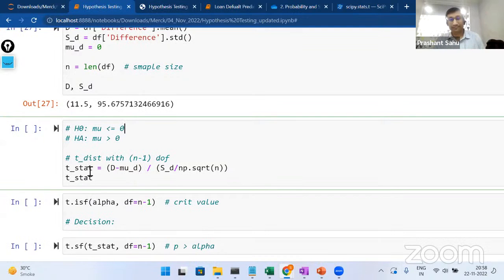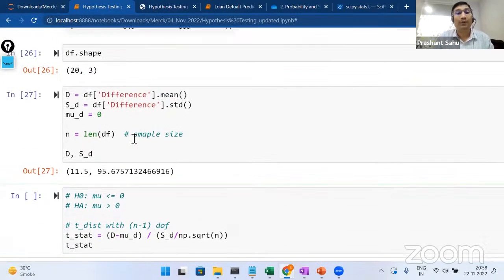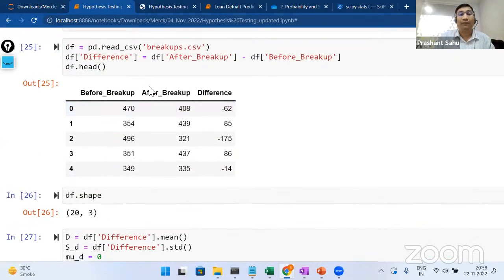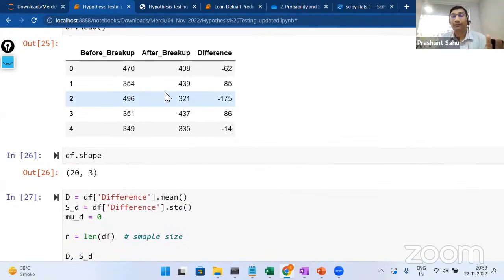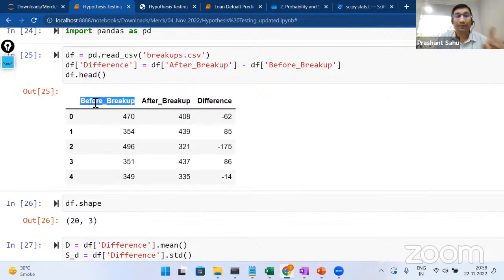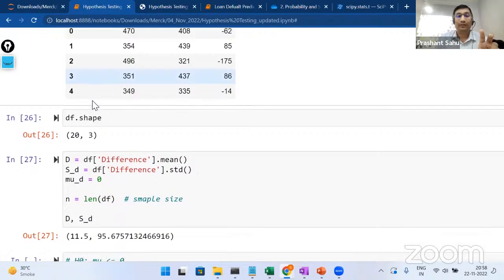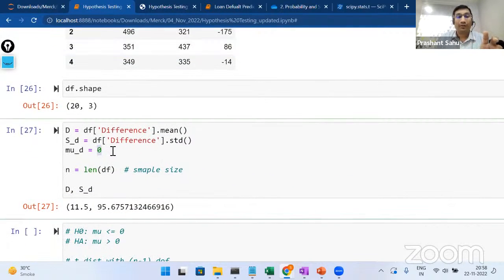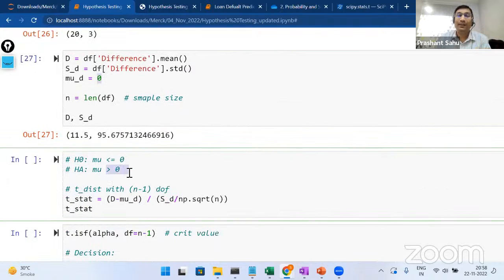Is that making sense? If mu is greater than 0, what is mu? Mu is the difference between after breakup and before breakup. Mu is referring to the average consumption after breakup minus average consumption before breakup. So you are claiming it to be greater than 0, which means average consumption after breakup is more than the average consumption before breakup.